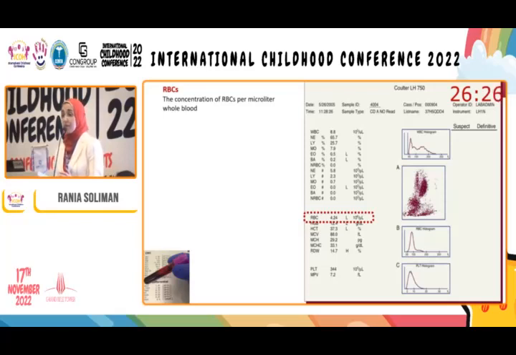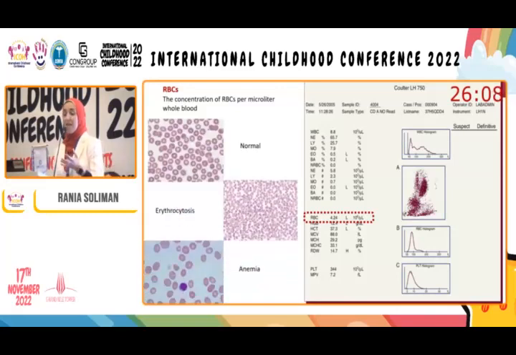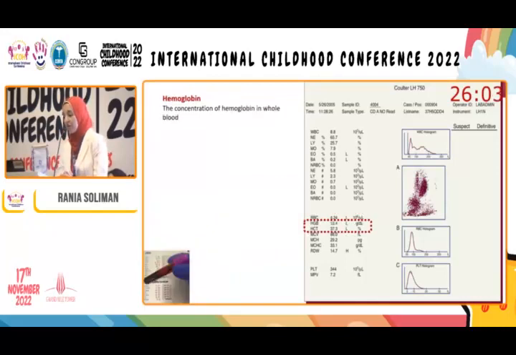The answer is no, because we are not concerned with how many RBCs are there. We are concerned with how much hemoglobin these RBCs carry and then how much oxygen they can deliver to the tissues. But we do need to look at this number and detect whether it is normal or there is erythrocytosis or there is anemia. So the more important number that you clinicians need to look at is the hemoglobin, which is the concentration of hemoglobin in the whole blood.